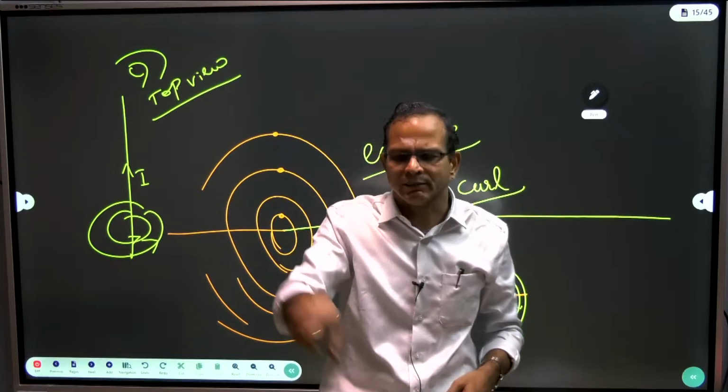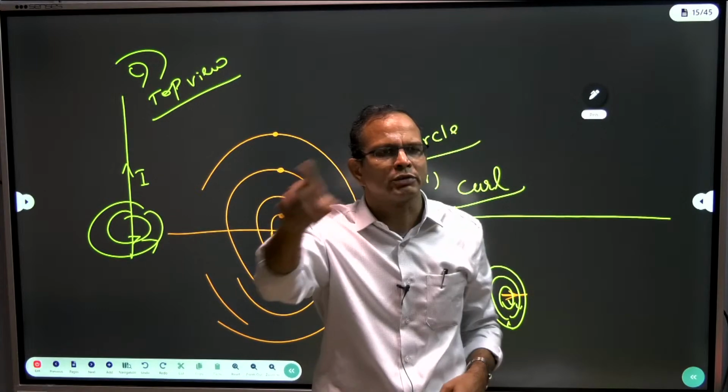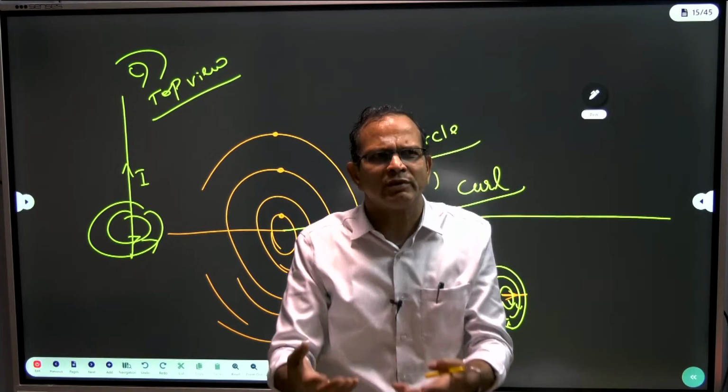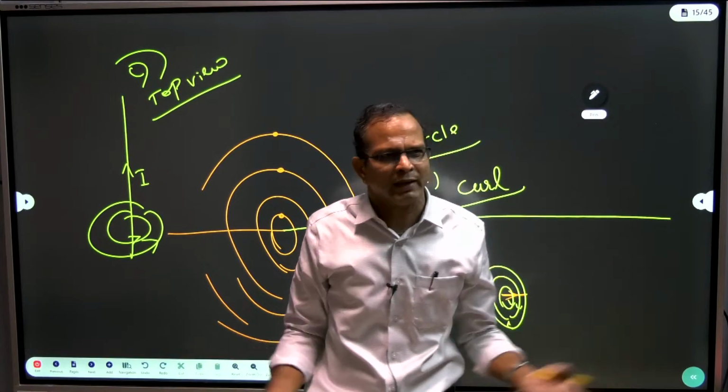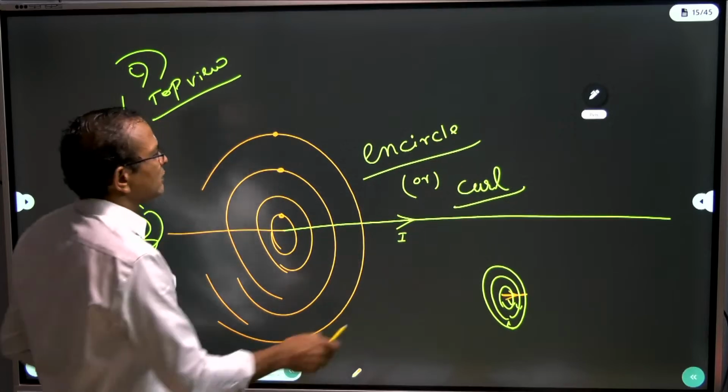It is clockwise for me, and when you look through the camera it is anti-clockwise. No doubt. If for one observer it is clockwise, for the opposite observer it is naturally anti-clockwise. No need of applying your mind, simply give the answer and move on.